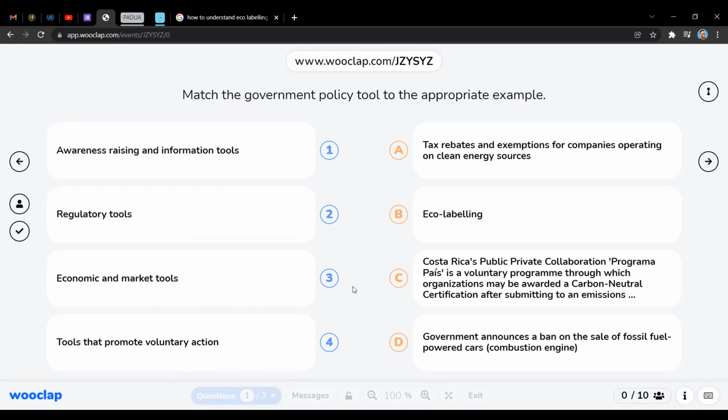Regulatory tools. Okay. Give you a few seconds. Let's answer them. Let's match them. Economic and market tools. And then tools that promote voluntary action.